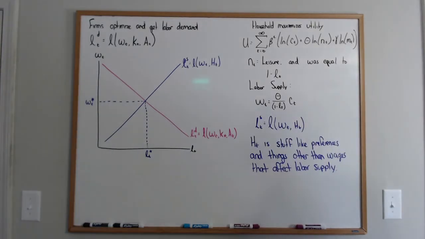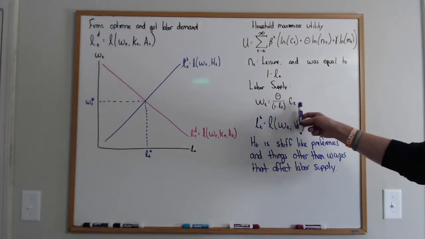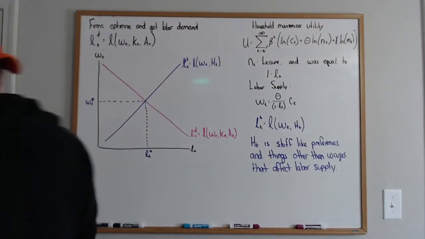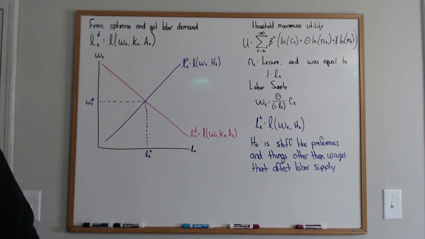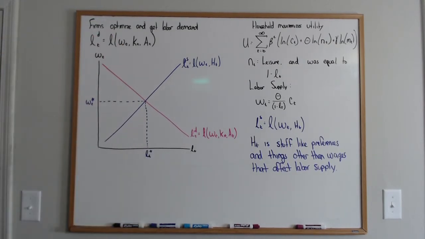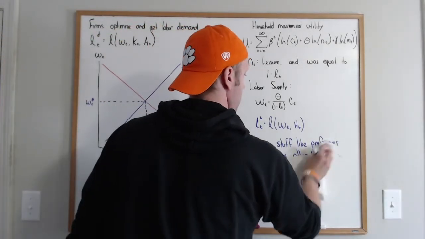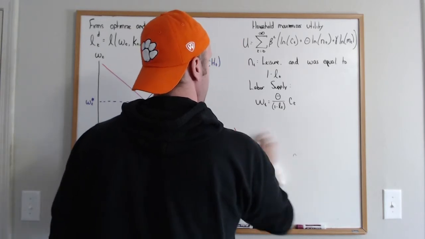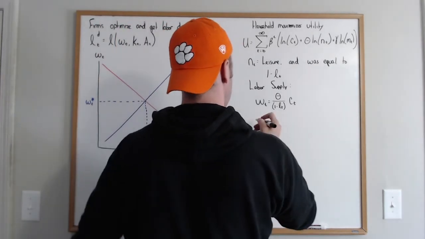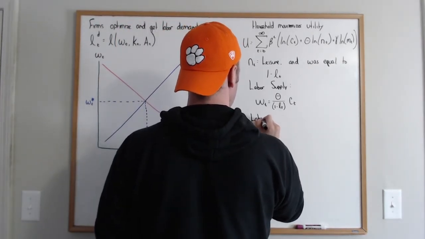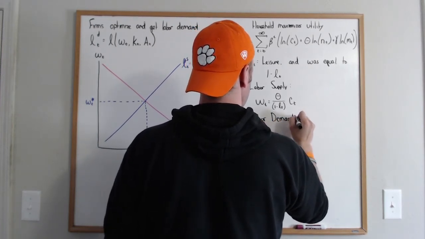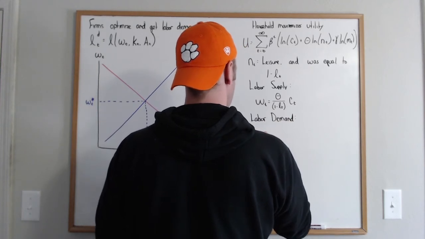Right, so if you remember, when we had our labor supply, this is what we got in that model. We could say that the labor demand was, which came from the firm side, if you remember.